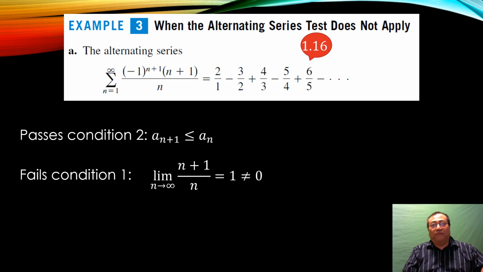So this really fails the nth term test for divergence. You could have just said, nth term test for divergence. The limit is not equal to 0, so it doesn't converge. So this is divergence.